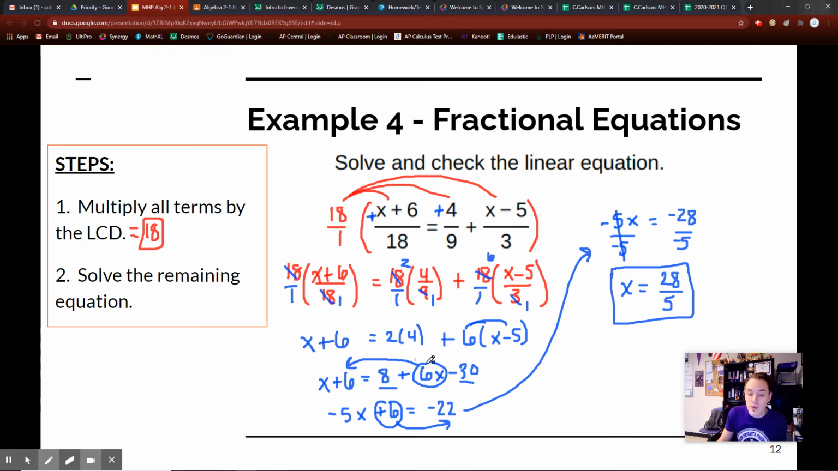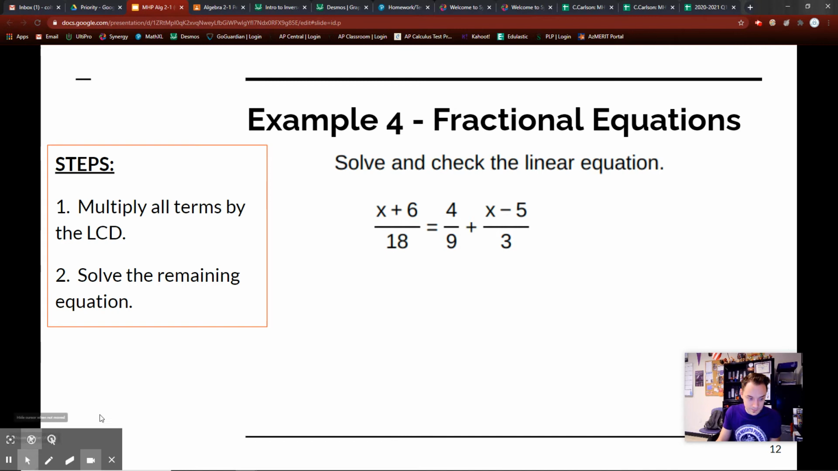And then I start moving stuff over. I move the 6x over, that becomes negative 5x when it combines with this. And then I subtract the 6 over after I combine the negative 30 and the 8. I get negative 28 all the way over here. Divide by negative 5, divide by negative 5, negatives go poofy, and then I get 28 all over 5. Still an answer, even though it's a fraction, it's still good, okay? So if you're struggling with that, go through the last couple examples and then try to pinpoint where you're struggling so I can help you.